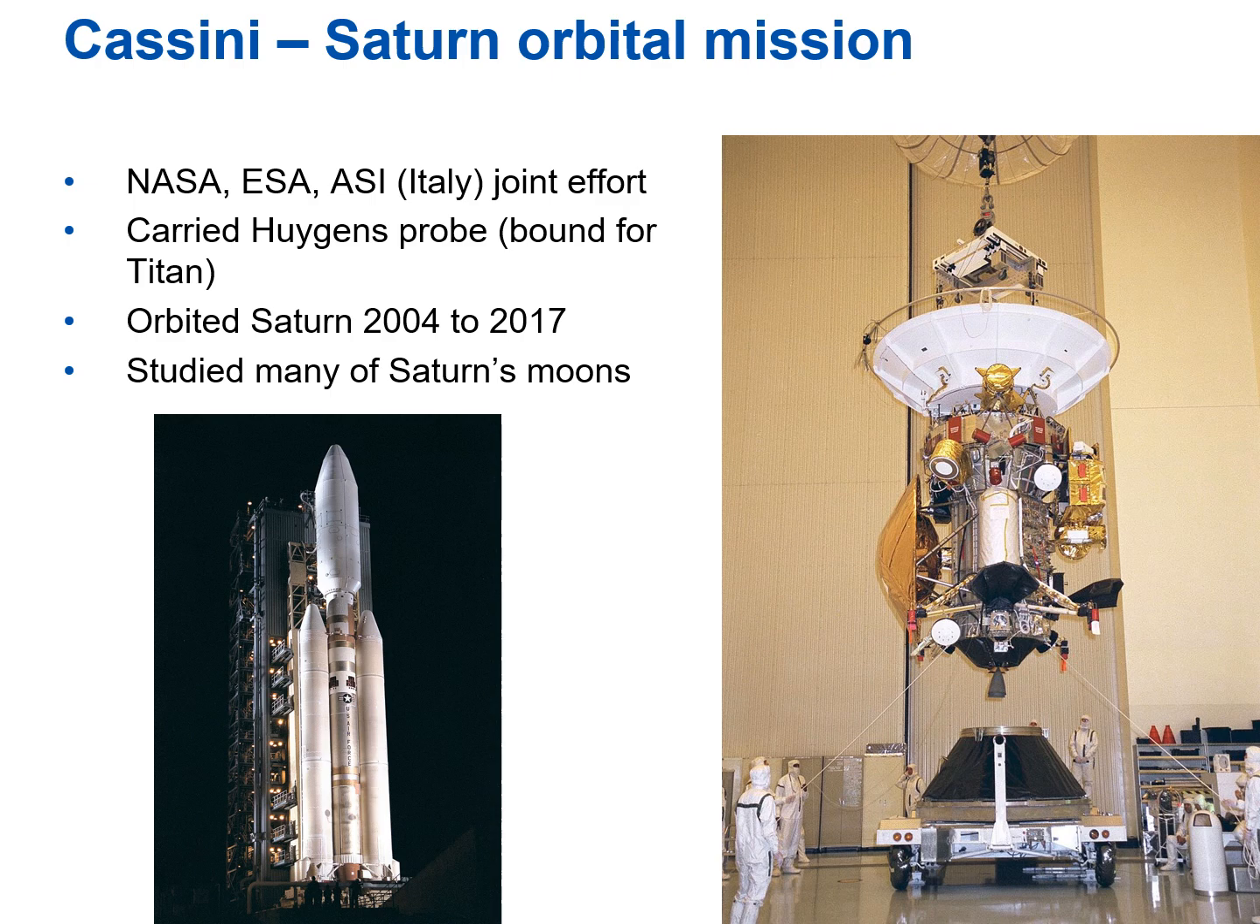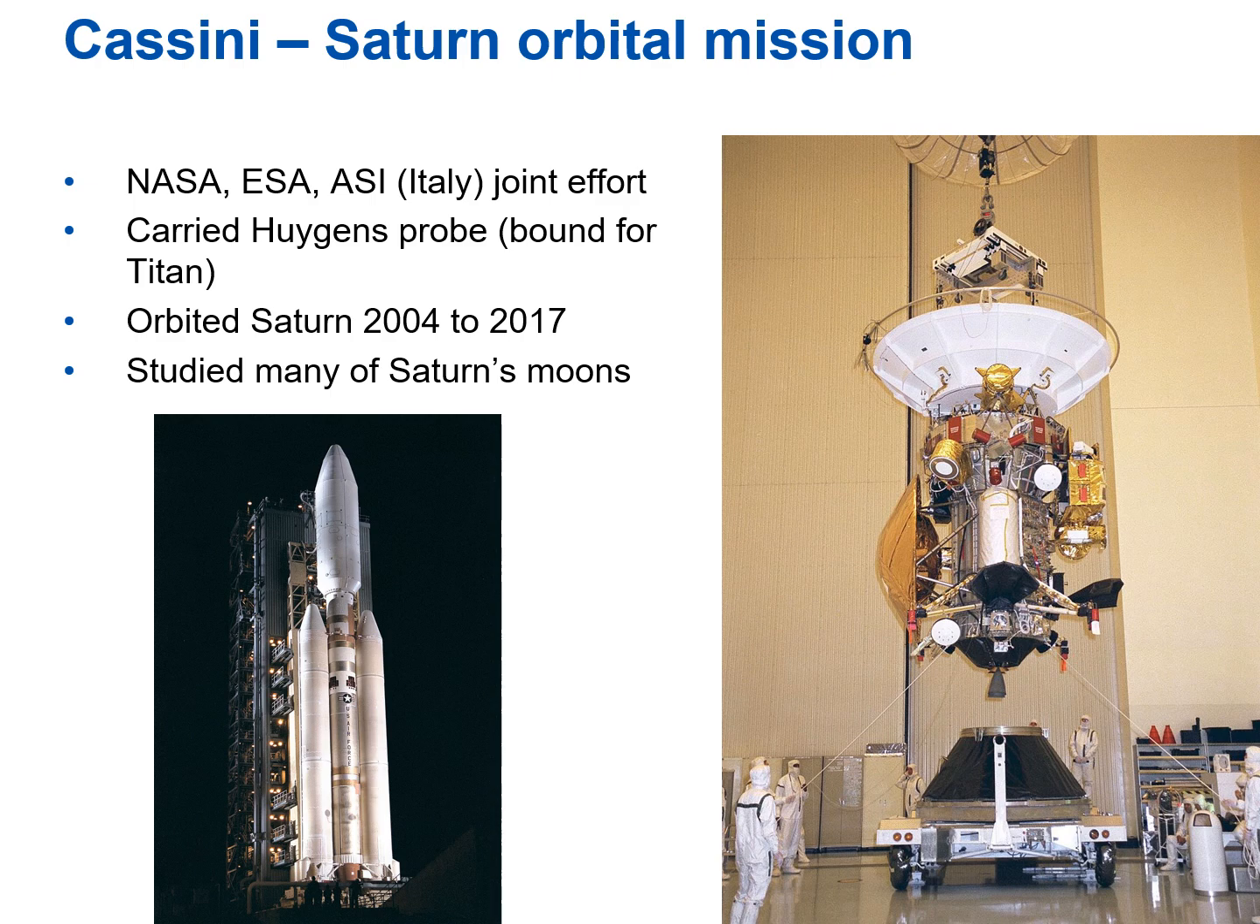Here's a good example of an orbiter, the Cassini space mission. The Cassini was a spacecraft that was put into orbit around Saturn. It was a joint effort by NASA, the European Space Agency, and the Italian Space Agency. It also carried with it a probe, the Huygens probe that went to the moon Titan, and later in this video I'll talk about probes.